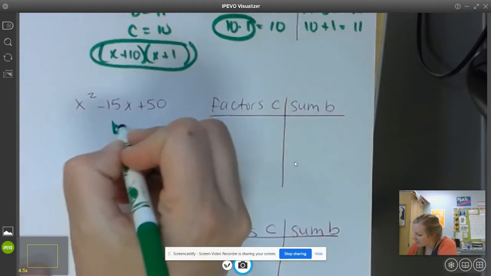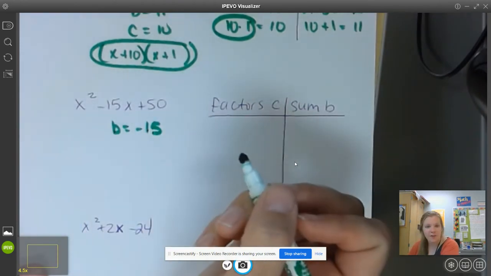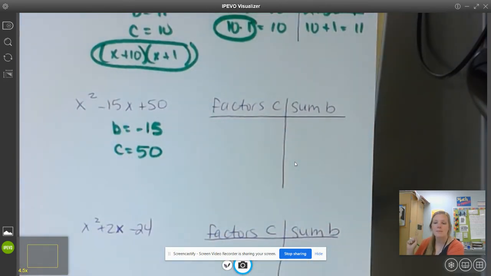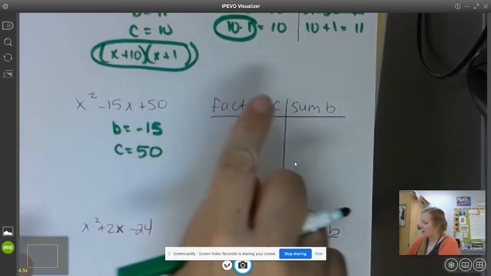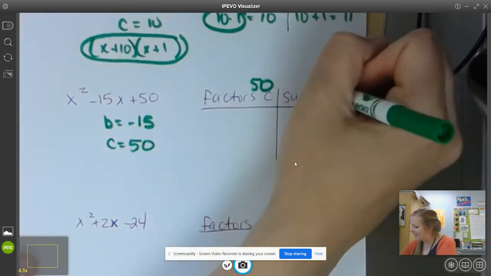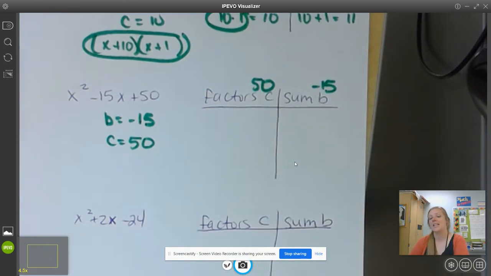Again, first identify. B is negative 15. C is 50. First, just make sure you know what B and C are. So we're going to find things that multiply to be 50, but they add to be negative 15. This is tricky. They have to multiply to be a positive number, but add to be a negative number. This is hard.